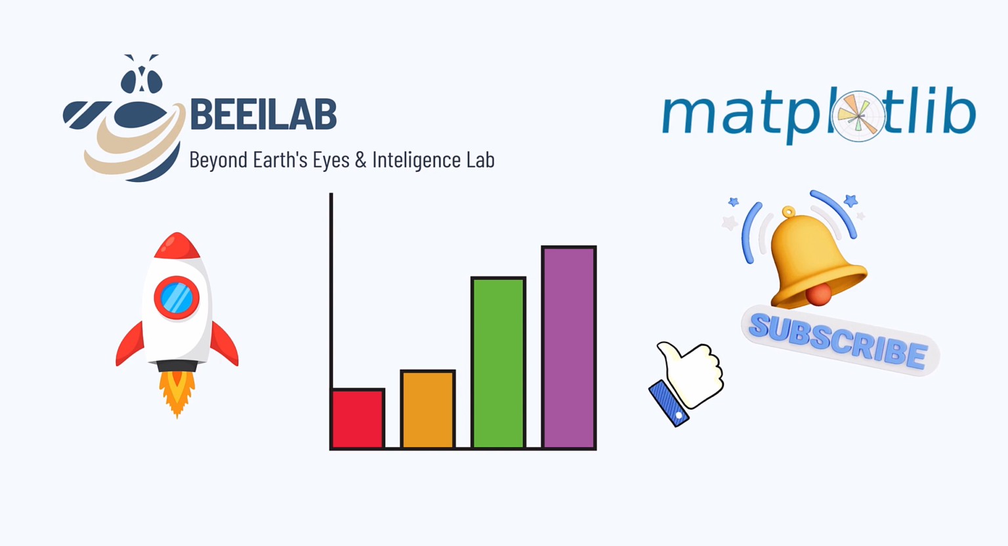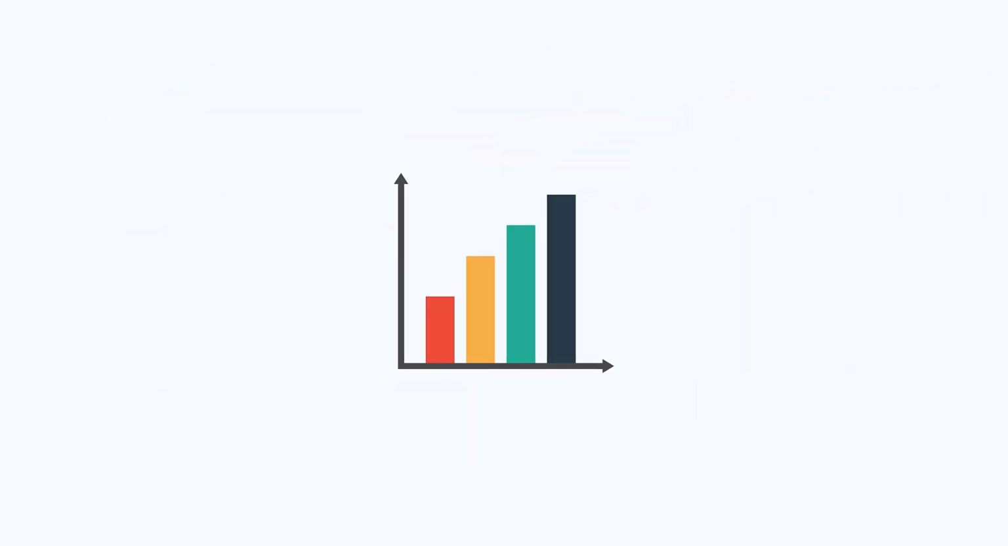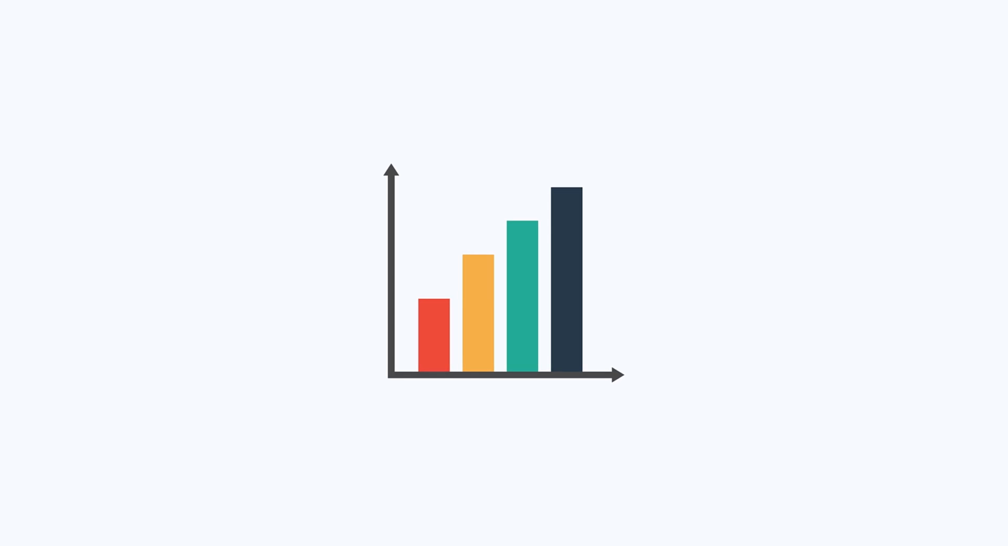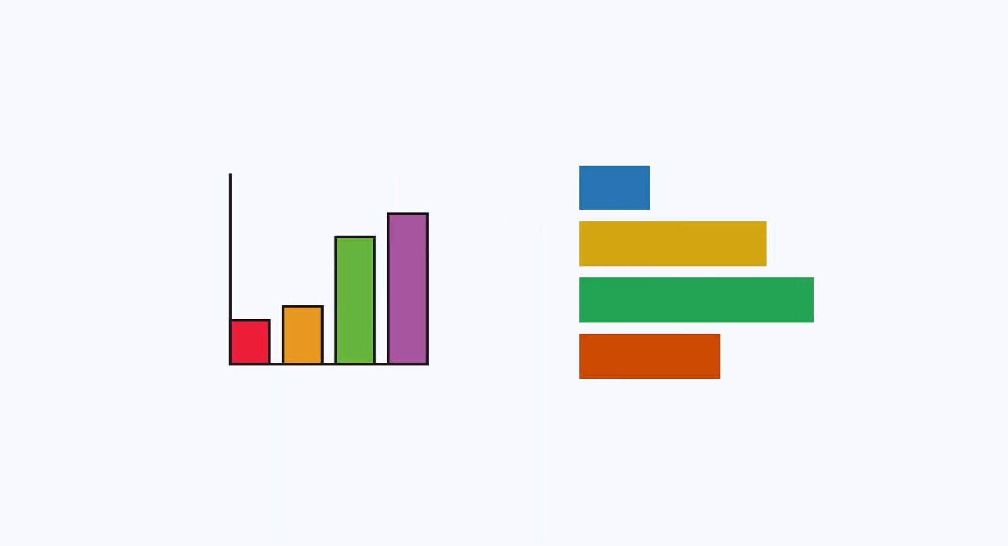Now, let's begin our tutorial. A bar plot, or bar chart, is a graphical representation of data using rectangular bars whose lengths or heights are proportional to the values they represent. The bars can be displayed vertically or horizontally, with one axis showing the categories being compared and the other axis displaying the values. Bar plots are useful for comparing different categories, showing changes over time, and highlighting differences between groups.